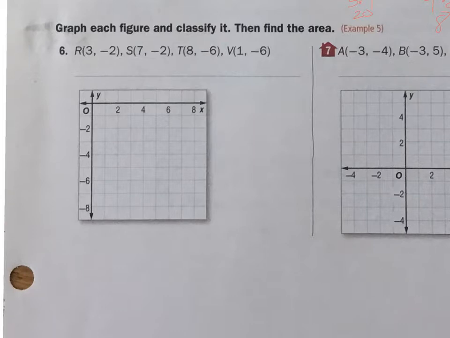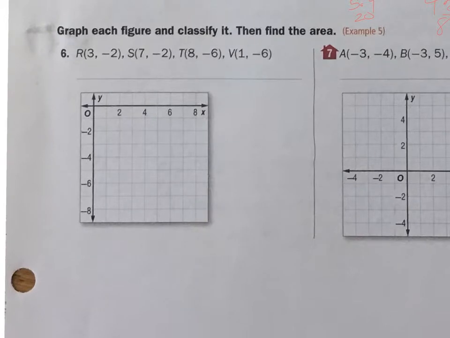Let's do this one. R is a positive 3 and a negative 2. So we go to positive 3, which is right here, and then negative 2, which is here. So that's R, right there. Okay, now we need to find S.